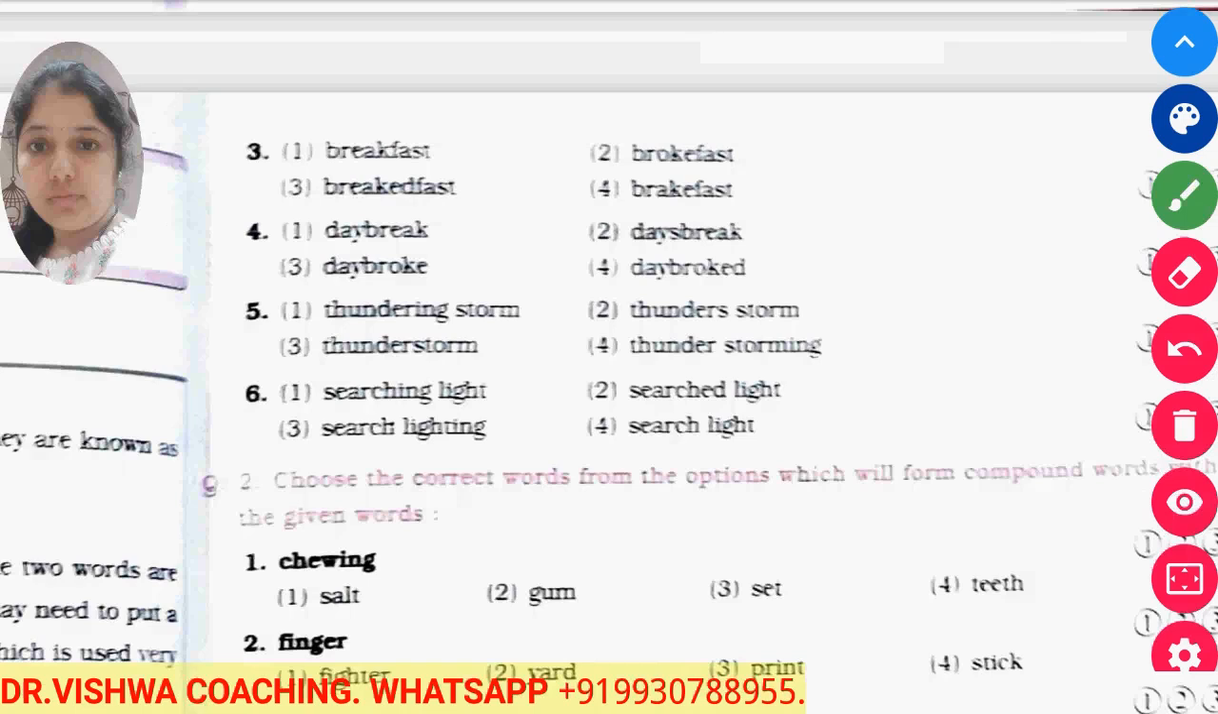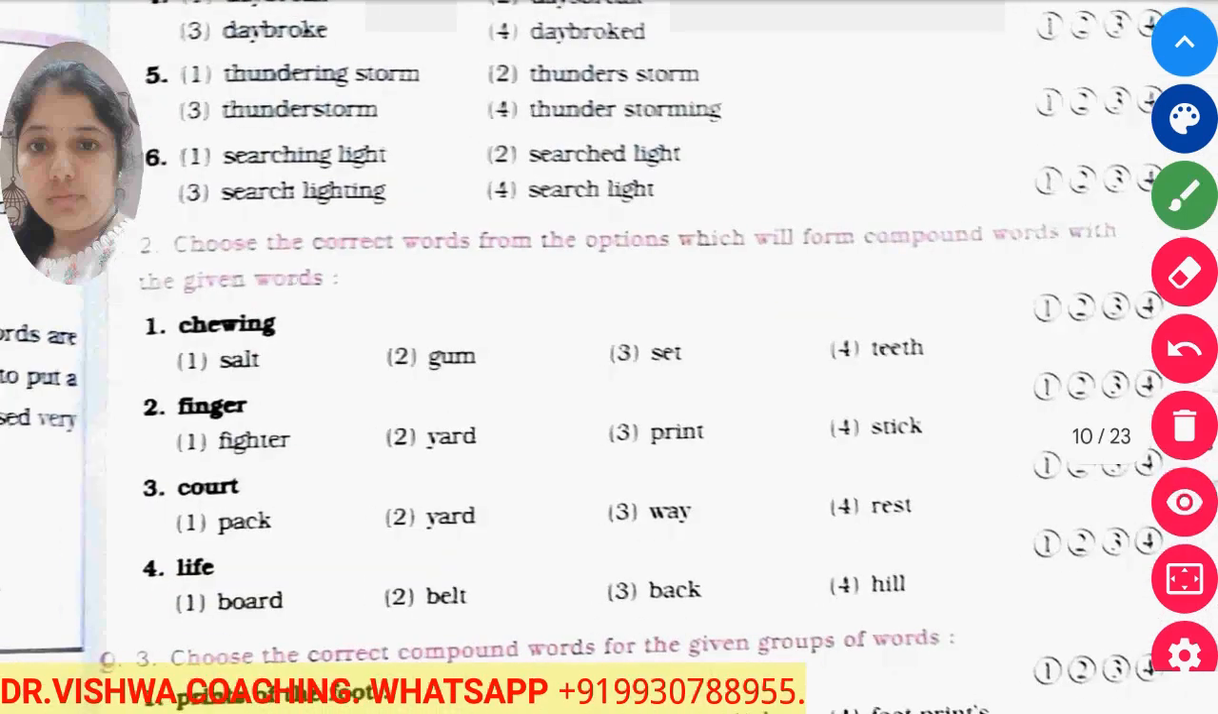Now daybreak, days break, day broke, day broke. Here again daybreak is the correct answer, where the spelling of break is correct and it is written correctly. So these are some of the examples I showed you, and the fifth and sixth you try at home. Now the next question pattern is to choose the correct word from the options which will form a compound word with the given word. The given word is chewing.